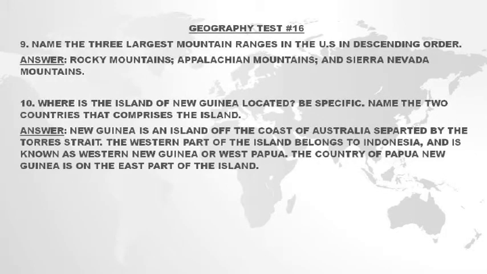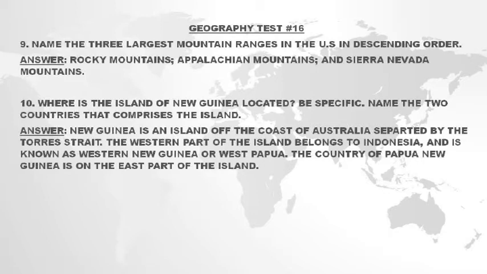Question 9, name the 3 largest mountain ranges in the United States in descending order. The answers are the Rocky Mountains, which basically extend from British Columbia in Canada all the way down to the southern part of the United States in New Mexico. Then you have the Appalachian Mountain Range, in the eastern part of the United States. It likewise extends all the way up into Newfoundland, Canada, and ends around the state of Alabama. And the third mountain range is the Sierra Nevada, in the state of California.